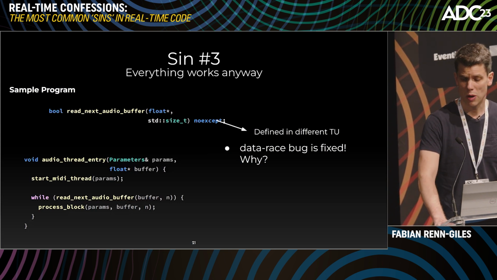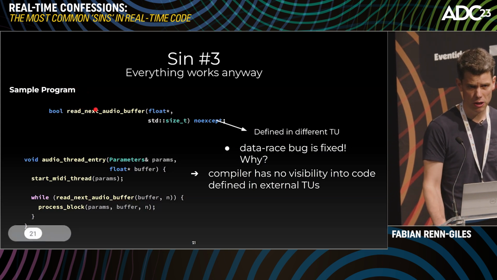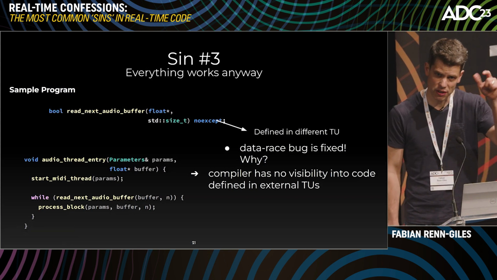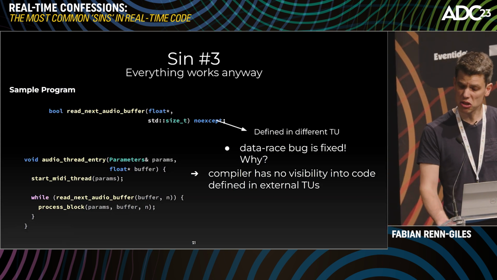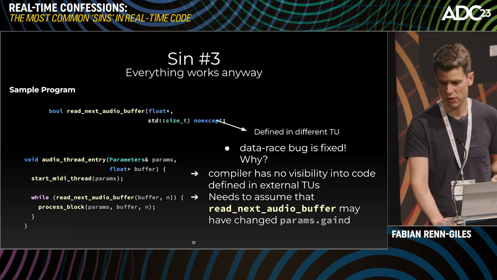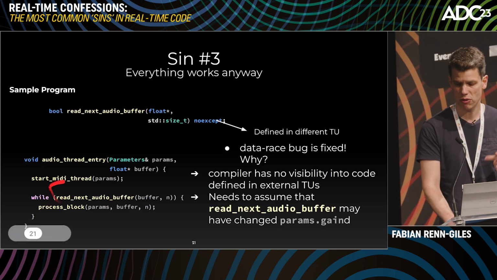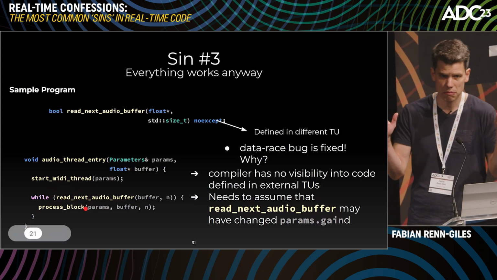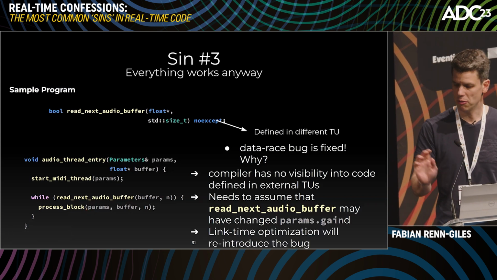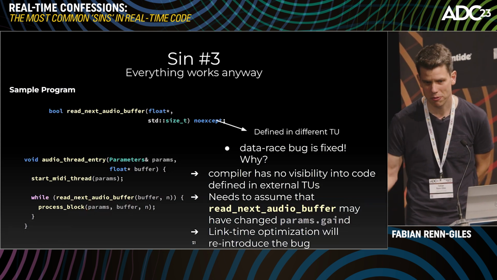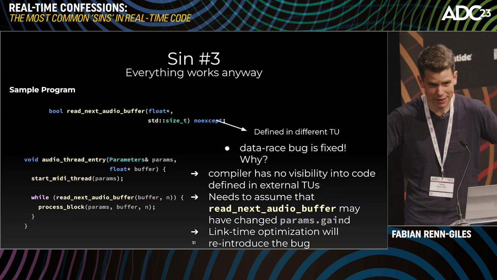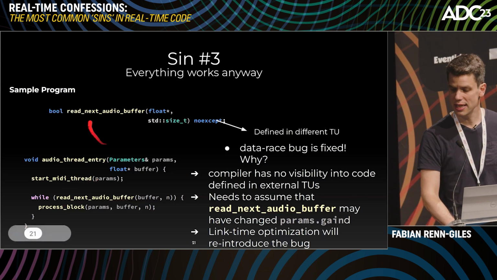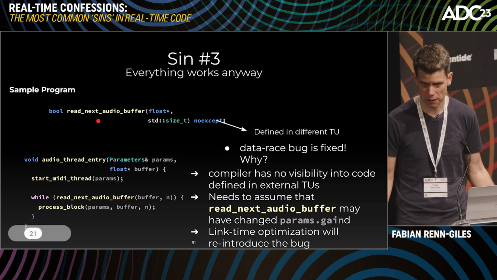Why? Well, the compiler cannot look into this read next audio buffer. So it doesn't know if read next audio buffer might change that gain parameter. So it needs to assume that read next audio buffer does change that gain parameter, and so it needs to reload that gain parameter every time it calls read next audio buffer. And now 10 years later, you decide to enable link time optimization, right? And the bug reappears. Why? Because during link time, now the compiler can look at all the implementations of this function. It sees that read next audio buffer doesn't change the parameter and the bug reappears.